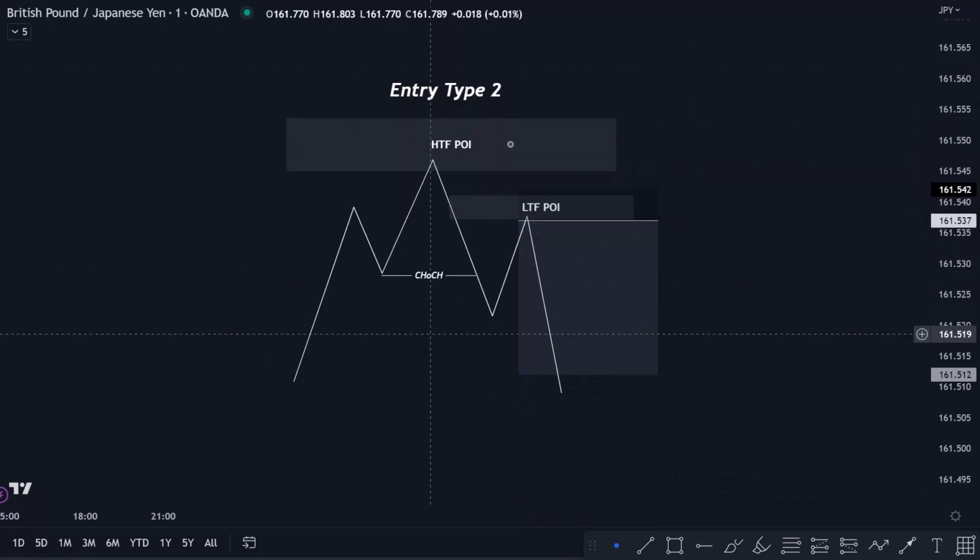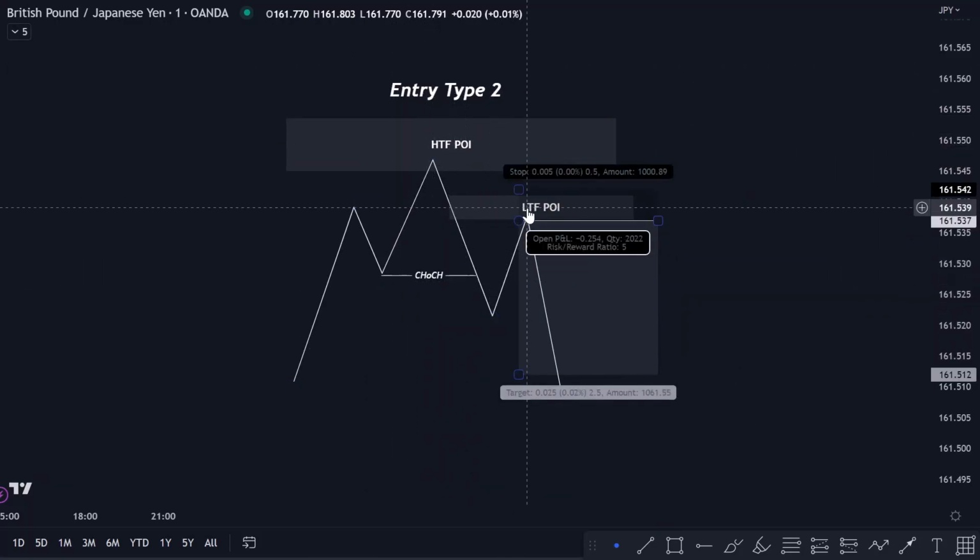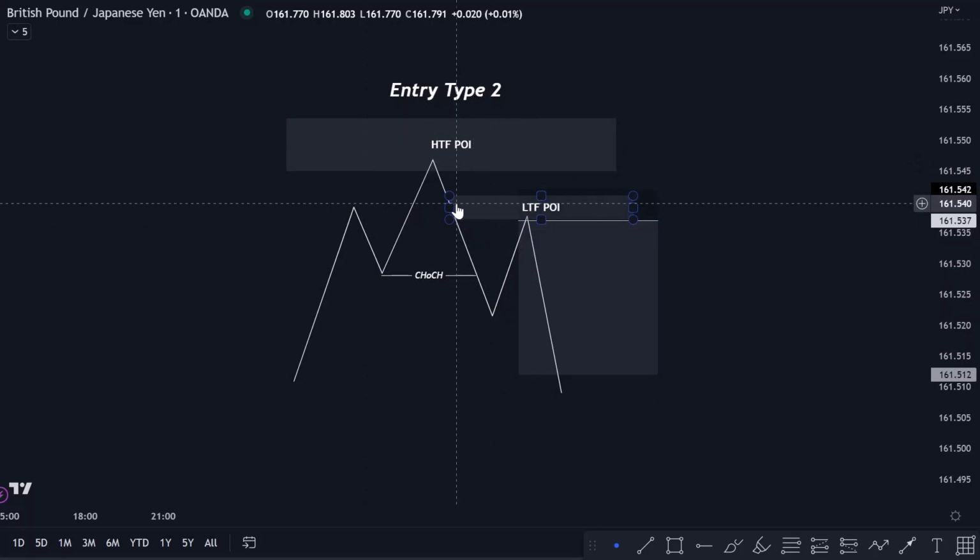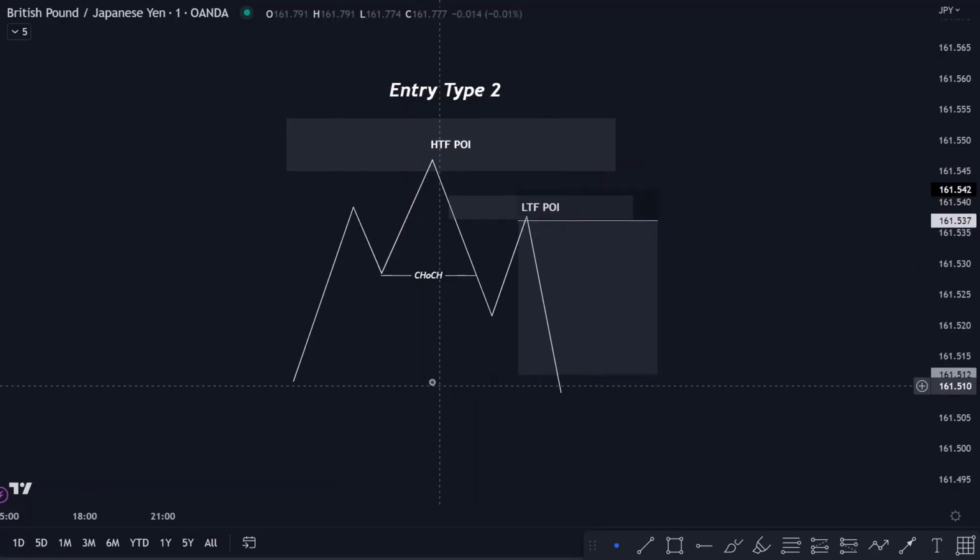And basically that's it. So we wait for a change of character, price comes back to the fair value gap or the point of interest, order block, whatever, and then we're going to wait for price to go down, targeting liquidity.